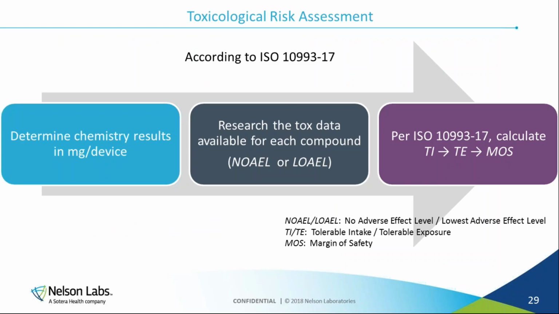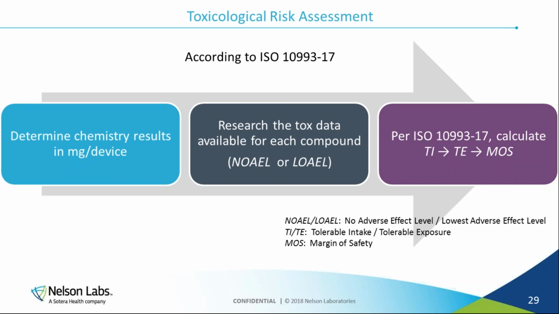So I wanted to go into what's included in a toxicological risk assessment. And our assessments are done according to 10993 Part 17, where we talk about tolerable exposures from compounds to patients and medical devices. So the first thing we do for a toxicological risk assessment is to determine the chemistry results in milligram per device. So that was done on the previous slide.